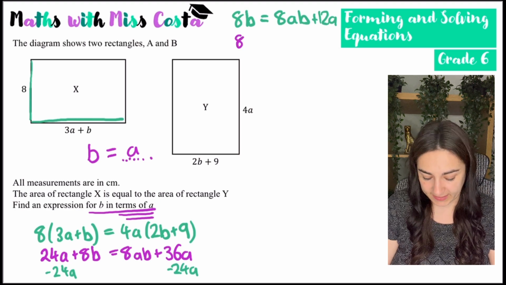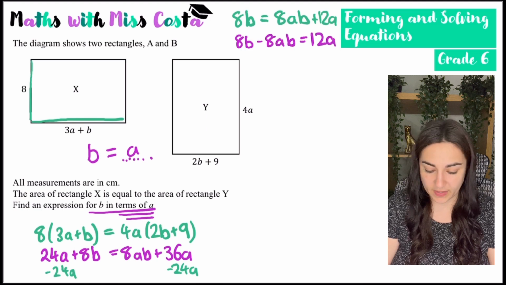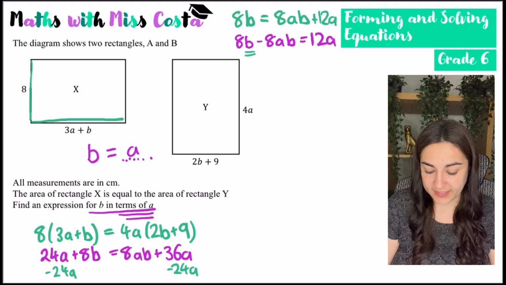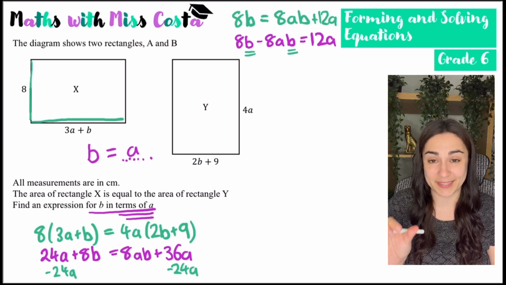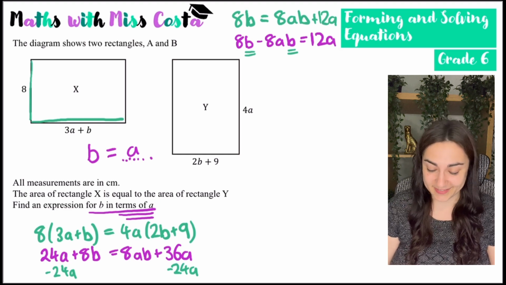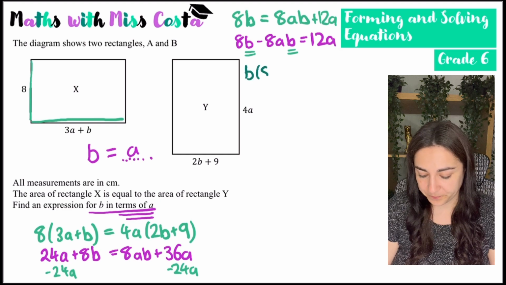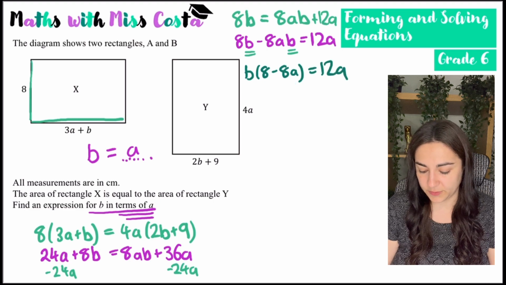So I could say 8b, take 8ab equals 12a. I could then factorize to pull out the b term. So whenever you've got two terms that have the same variable, but you can't collect the like terms, you can factorize it. So I pull out the b, and that would be b times 8 take away 8a equals 12a.